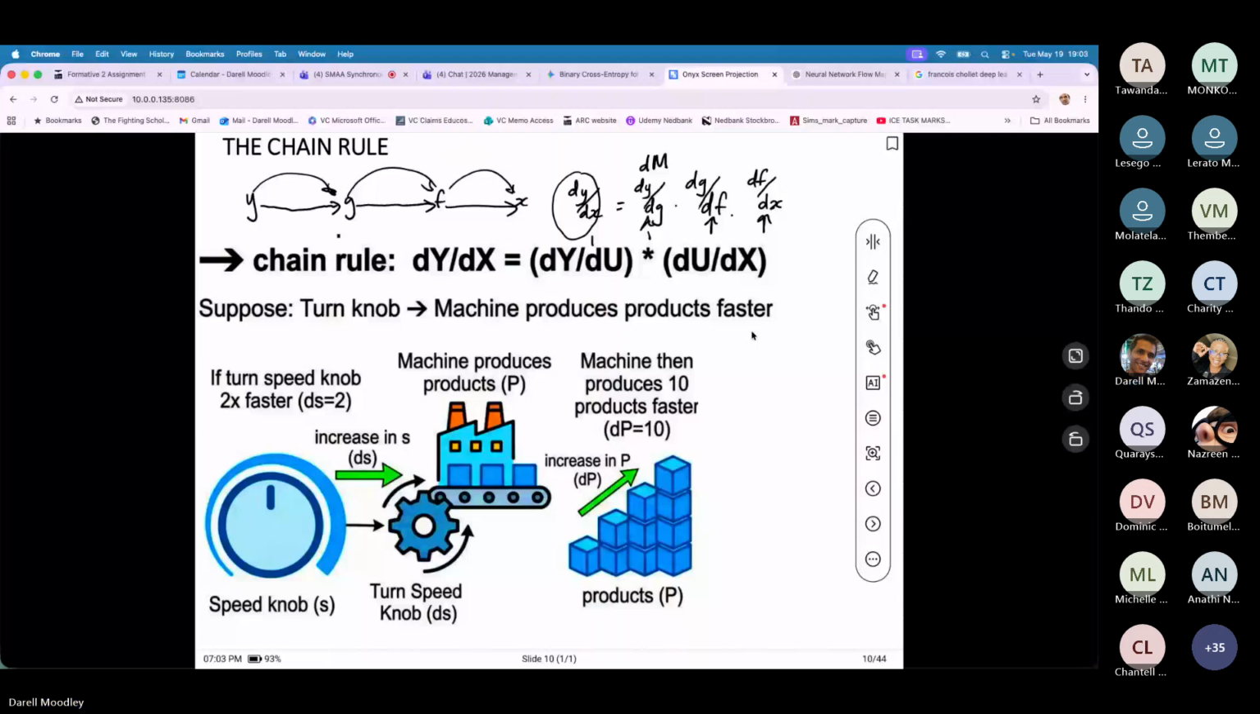That's my takeaway for the chain rule, and we are going to use that in our backpropagation step. Enough about that. Let's go to an example and put this to work.